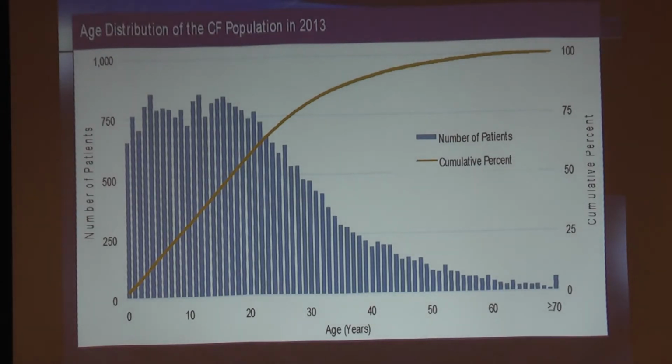In the United States now, we can see that CF is still a pediatric disease in terms of the bulk of the patients. You can see that about 50% comes in the pediatric age group. And with a tail going out now, we have some patients in their 60s and 70s that we're following now. But this drop-off occurs because of the progression of the disease, of course.